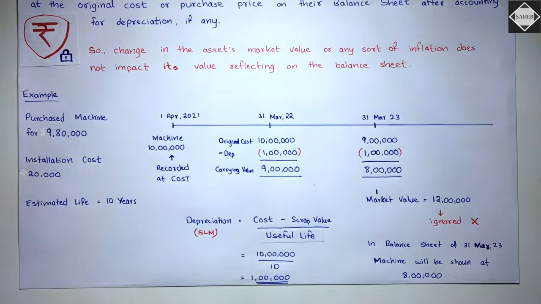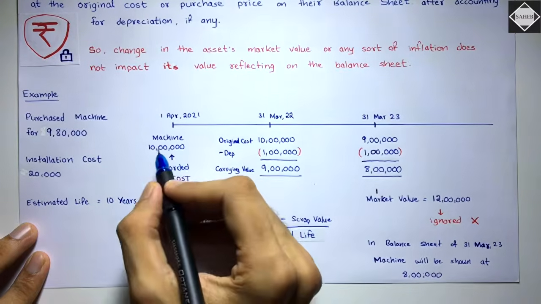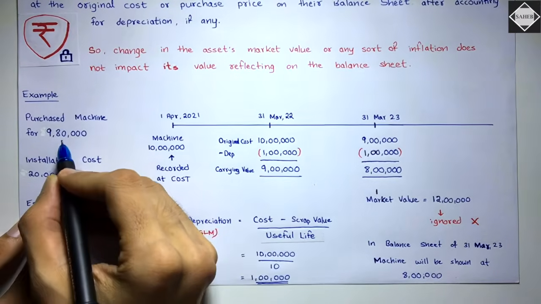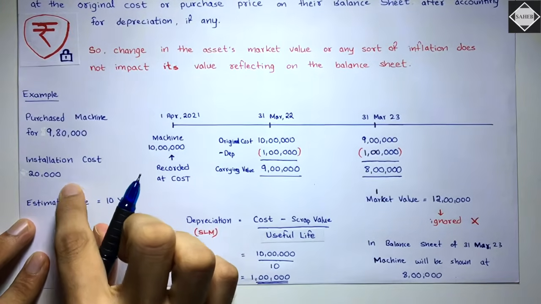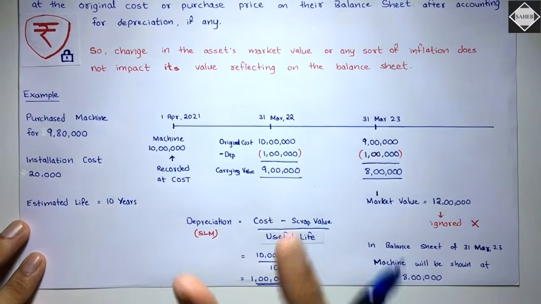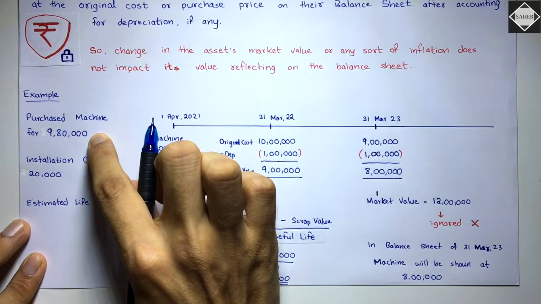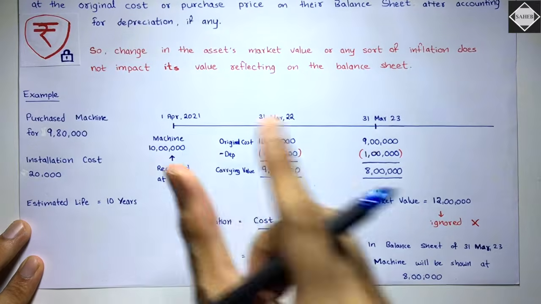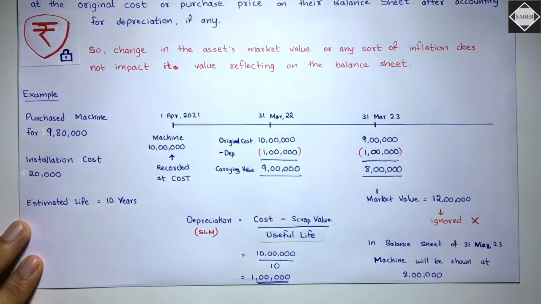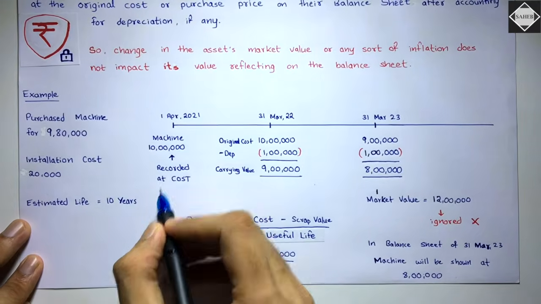So now you will recognize the machinery in your accounting books. The journal entry will happen at 10 lakh, 9 lakh 80, that's the purchase cost plus the installation cost, because installation cost is what? It is a capital expenditure which will be added with the cost of the asset and the whole amount will be capitalized. The whole amount will be treated as the cost of the asset. That's what it means to capitalize that amount, okay, recorded at cost.